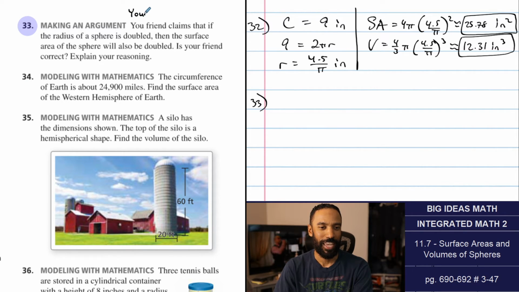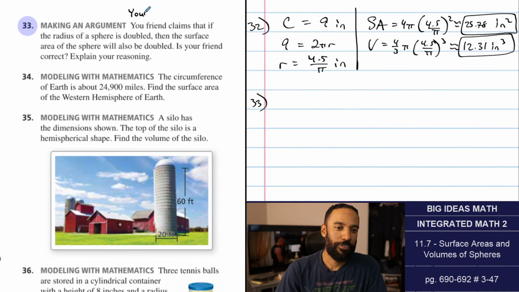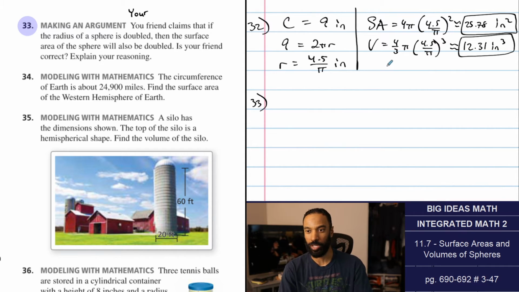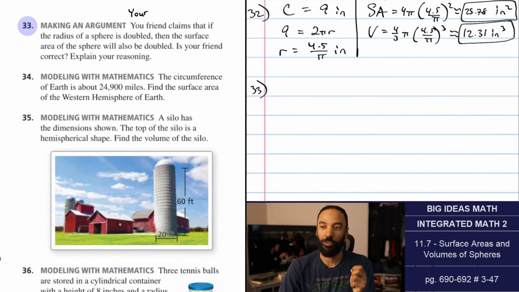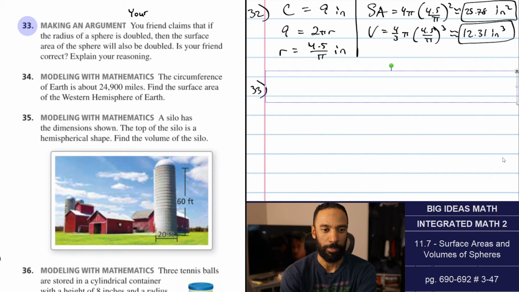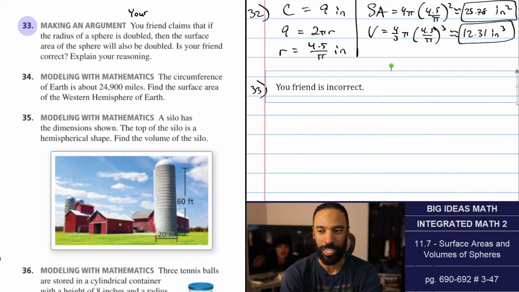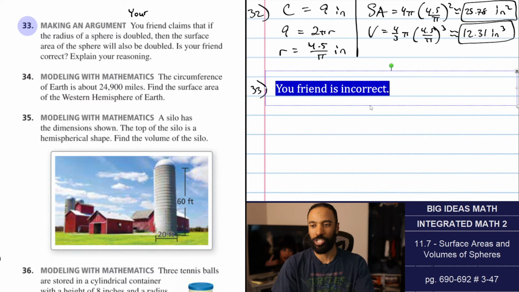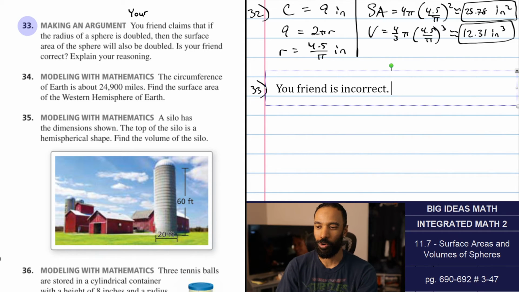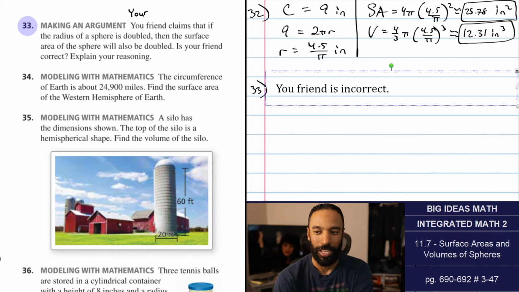Your friend claims that if the radius of a sphere is doubled, then the surface area of a sphere will also be doubled. Is your friend correct? Explain your reasoning. Well, I'm about to sneeze, maybe. So, your friend would be incorrect. We have learned that areas, you square your similarity ratio. I'm intentionally saying you, for those who are only watching this and have me on mute. Mr. Robinson, you said you, not your. Well, look at the book. All right. Your friend is incorrect, or you friend is incorrect.